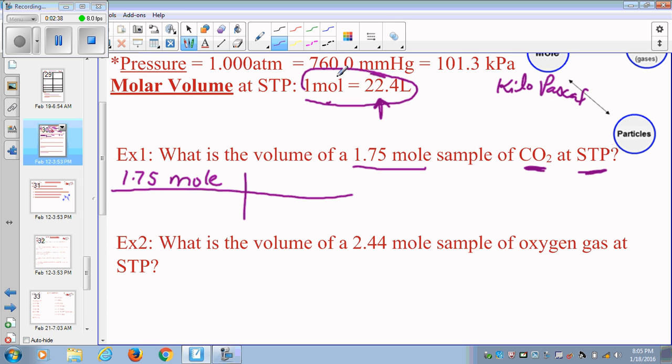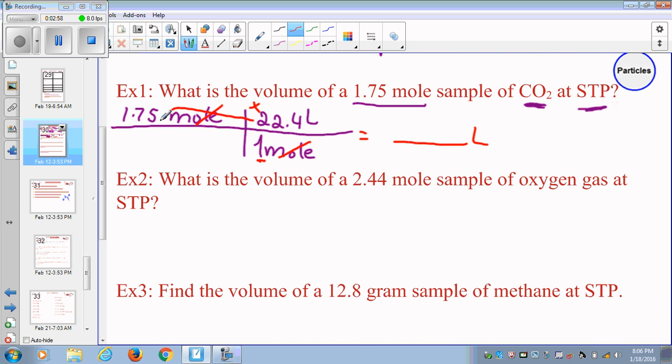As we know, for dimensional analysis, the mole part of the conversion goes in the denominator and 22.4 liters goes in the numerator. I cancel my moles, multiply across, and that will be my answer in liters. Let's calculate the amount. When I divide 1.75 by 1 and multiply by 22.4, the calculator gives me 39.2 liters. I will take the whole answer because I need 3 significant digits. I have 3 significant digits here and 3 here, so my answer should have 3 significant digits.